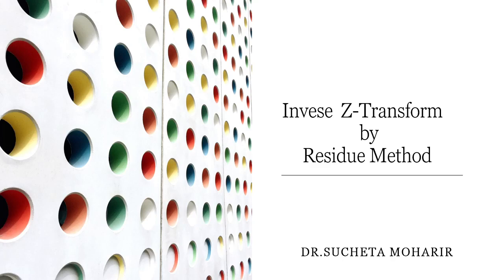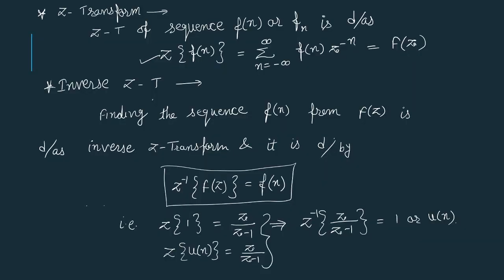Welcome you all to the video lecture on the topic inverse Z transform by residue method. Now Z transform is defined by the formula: Z transform of f of n equal to summation n equal to minus infinity to infinity f of n z to the power minus n equal to capital F of z, and Z inverse of capital F of z is defined as f of n.